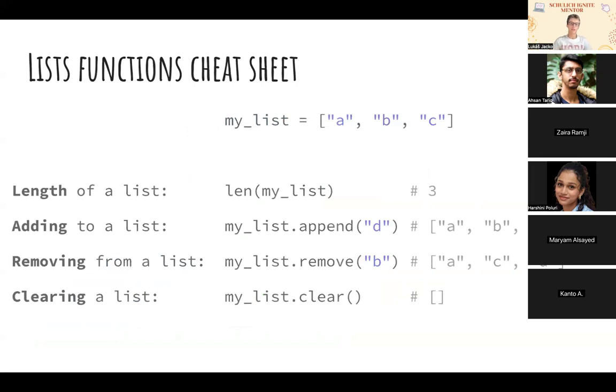A list function cheat sheet. We do have len, append, remove, and clear. Note that remove can be slow in very long lists because it has to reindex all the numbers from your removed element till the end, which can be slow on large lists. Append is costless, same as length.